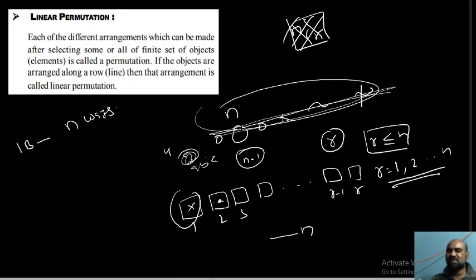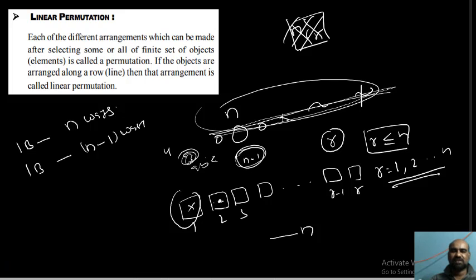3 ways. Similarly, here n things are there. From n, one thing is already filled. Here the remaining things are n minus 1. I want to fill the second blank by using n minus 1. How many ways can I fill? Simply I can say n minus 1 ways. That's why the second blank I can fill in n minus 1 ways.